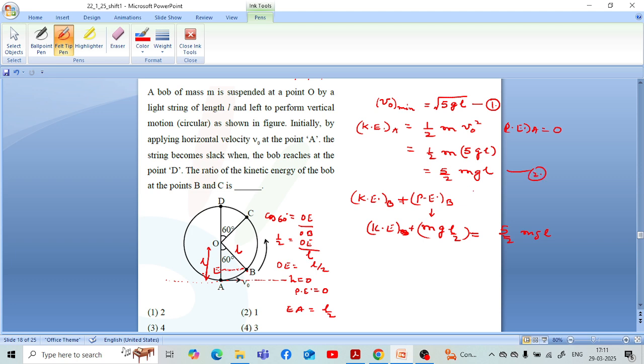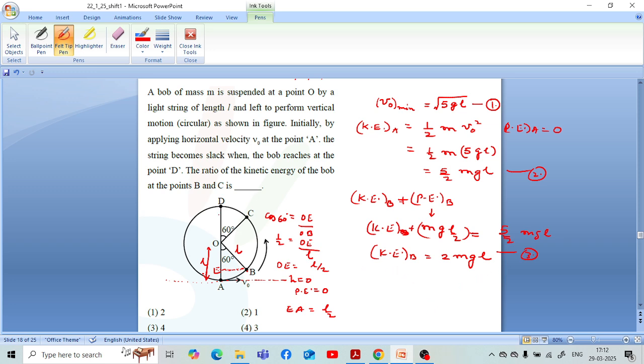So from equation 2, we put this value 5 by 2 mgL by the principle of conservation of total mechanical energy. In this way, the kinetic energy at point B comes out to be 5 by 2 mgL minus mgL by 2. So this becomes 2 times mgL. Now let us call this equation number 3.